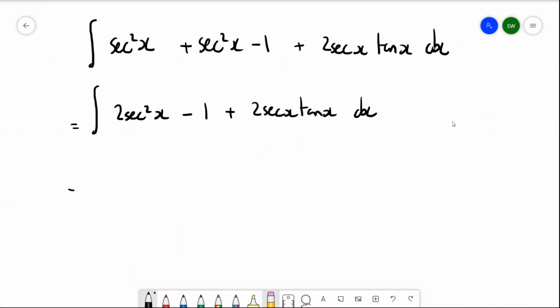So we can write this as: integral of sec squared is tan, so we're going to have 2 tan x. Integral of minus 1 is minus x, and plus 2, and then the integral of sec x tan x is sec x.